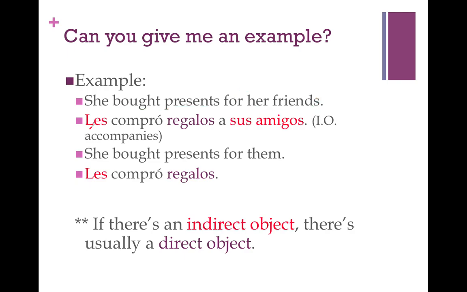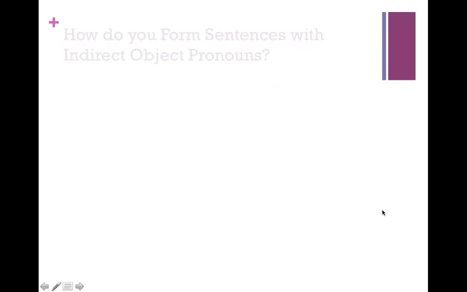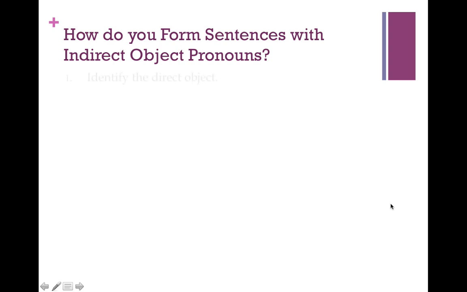All right. Let's break it down, and I'll show you the steps of doing this. The first step you need to do is identify the direct object. How do we identify the direct object? We have to reflect back to what we were just practicing. Find the verb, ask who or what is receiving the action, and that's your direct object. So you have to do all those first steps before you do this.